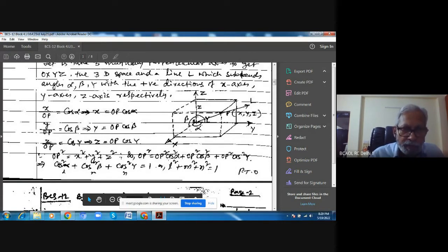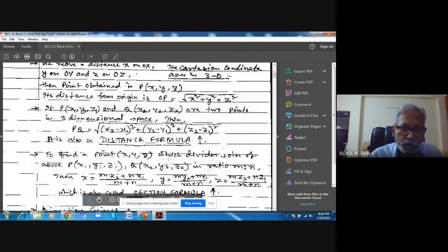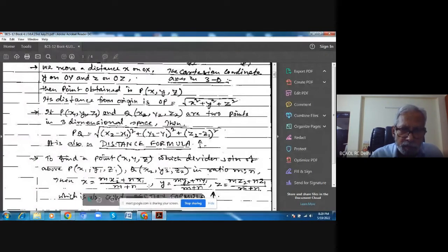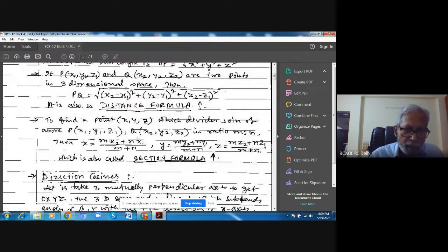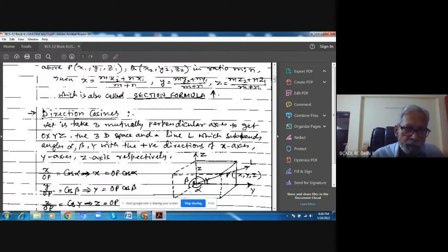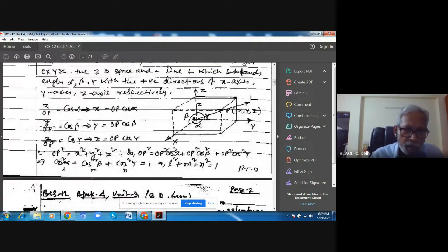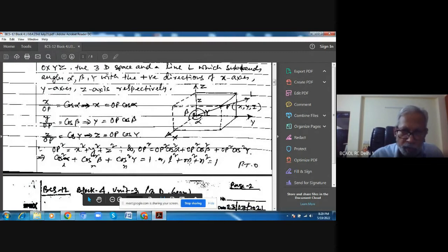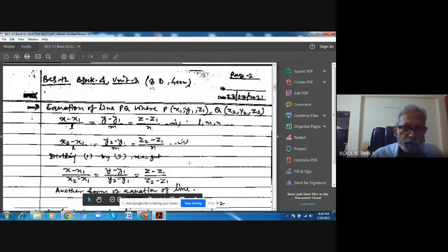So here three things you have to note down. Number one, distance formula. Okay, simply PQ is root over x2 minus x1. Number two is your section formula, whatever it is, x, y, z, and then the direction cosines, from where you are getting the value of x, y, z in terms of cosine. Now we see the example.